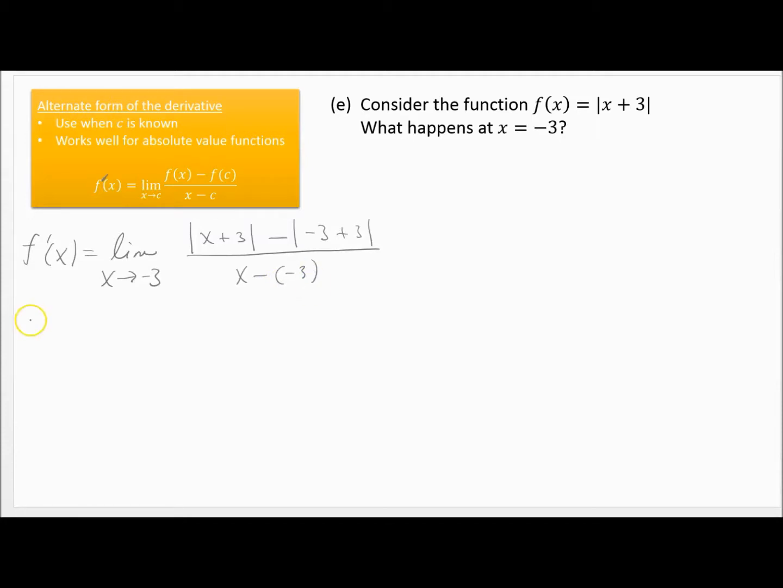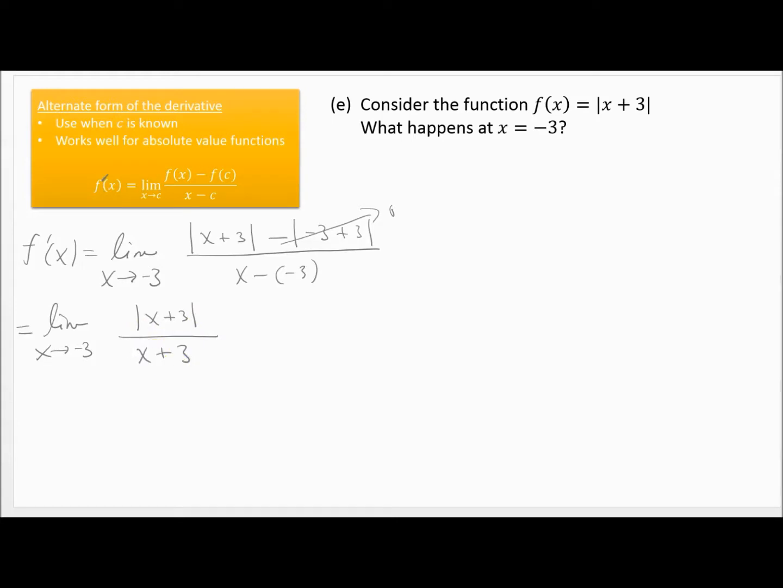Of course, then the next thing we always do is simplify. So f prime of x, or the derivative, is equal to the limit as x approaches negative 3 of the absolute value of x plus 3. Now, we're minusing. Well, negative 3 plus 3 is 0. The absolute value of 0 is 0. So that's just 0 right there, right? And in the denominator, we have x plus 3.